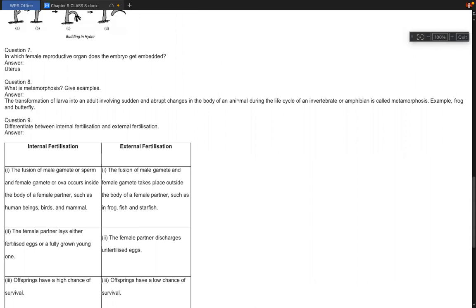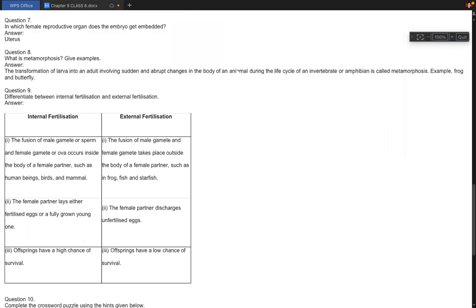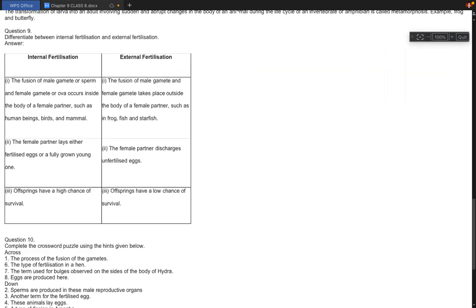The transformation of larva into an adult involving sudden and abrupt changes in the body of an animal during the life cycle of an invertebrate or amphibian is known as metamorphosis. Instead of this answer, you can also note down the answer which we underlined in the book. That is also absolutely fine.